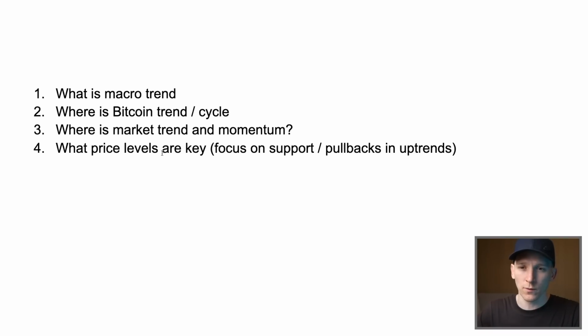Let's look at our first example trade then. We'll go back to the bear market that we've just had. So these are really 4 questions to look at when entering a trade. What is the macro trend? Where is the Bitcoin trend? Where are we in that trend? And then what is the market trend and momentum right now? Right, so market momentum is important. What price levels are key? So let's have a look at that.